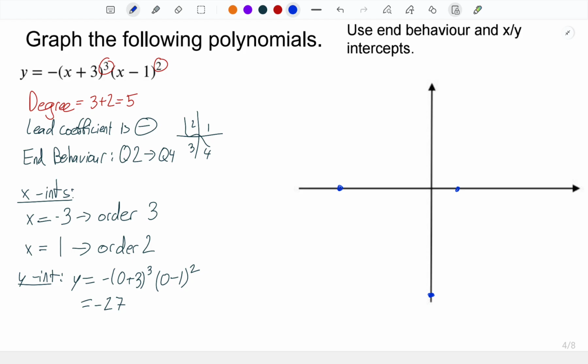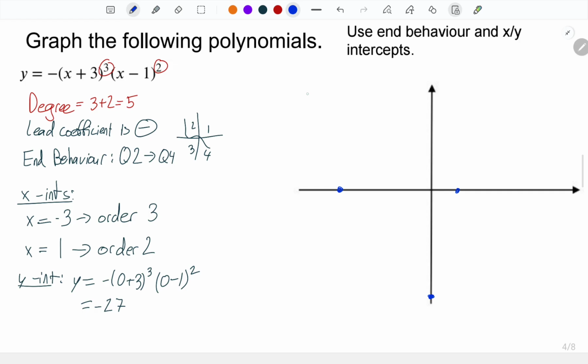Okay, so we've got a few points there from the intercepts, and our behavior is quadrant 2 to quadrant 4. So essentially what I'm going to do is start the graph in quadrant 2, and then just go through your points, and as you're going through your points, follow the behavior. So what you're going to see here is I'm going towards my x-intercept of negative 3.